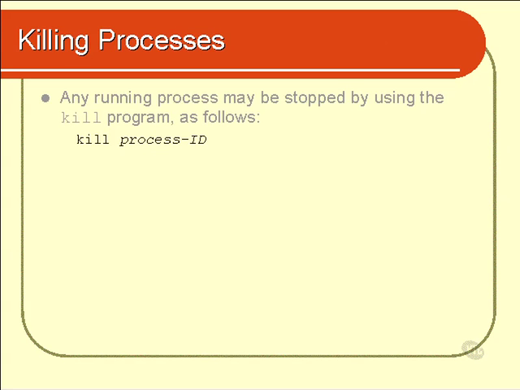All process IDs are unique, so specifying a process ID uniquely specifies which process it is that you want to kill. For example, you might find out that the process ID that you want to kill is 12548, and so you simply type kill 12548. Let's have a look at that as an example.